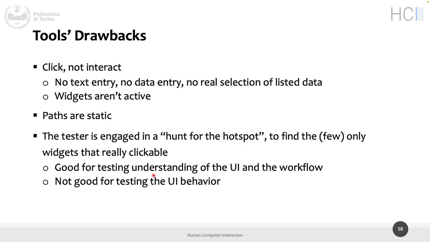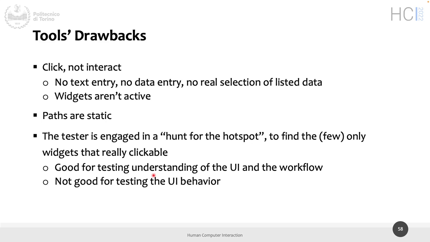So the drawbacks of generally all these tools is that you click on things, you don't interact. There is no text entry, there is no data entry, there is no real selection of data. You see options, you click on the third one, but the default one was the first, and you get the first, always. There is no sharing of information between screens. Things are not active, in a sense. Paths are static. You always go from screen one to screen two, if that is the path you set up, no matter what you did in the beginning, in the middle.